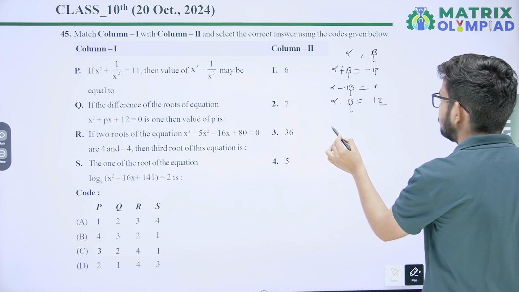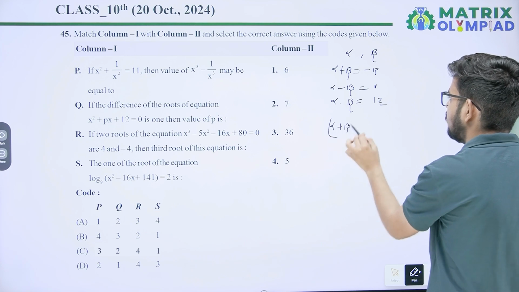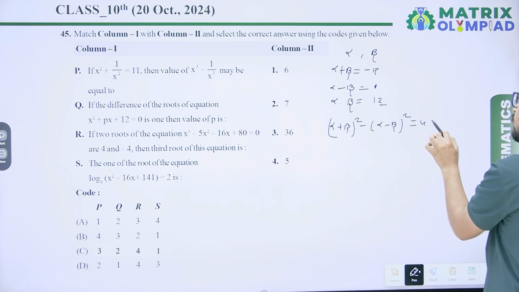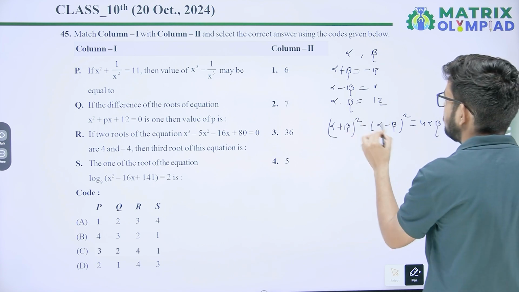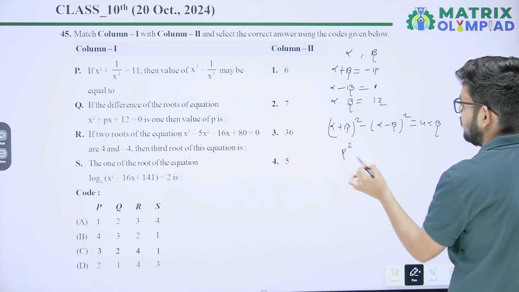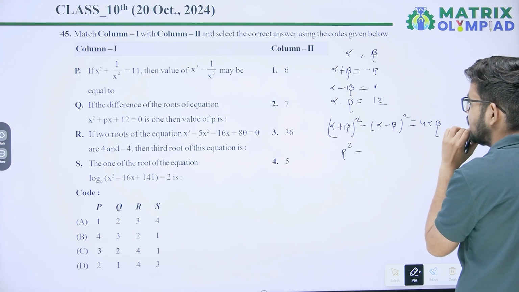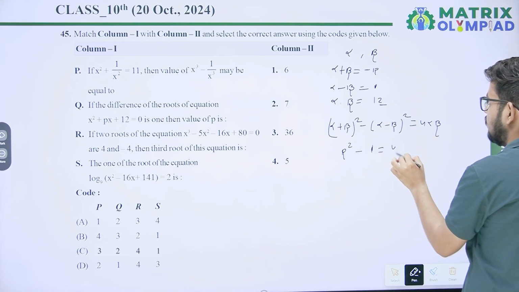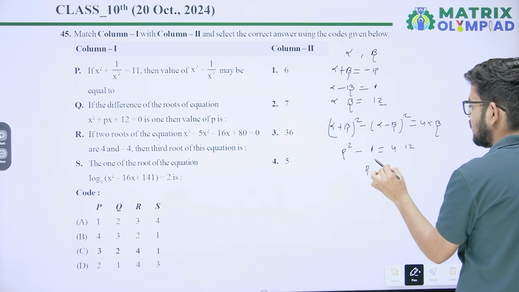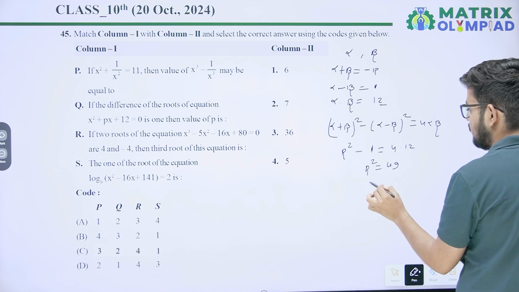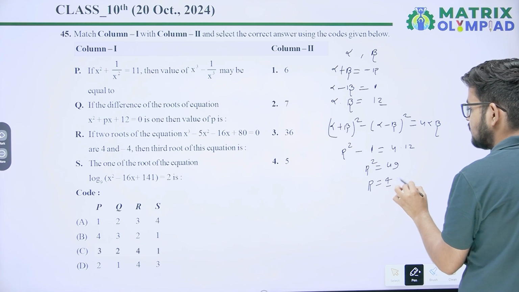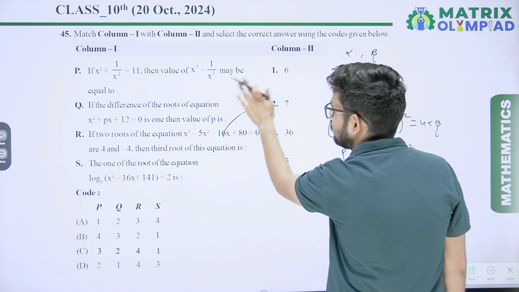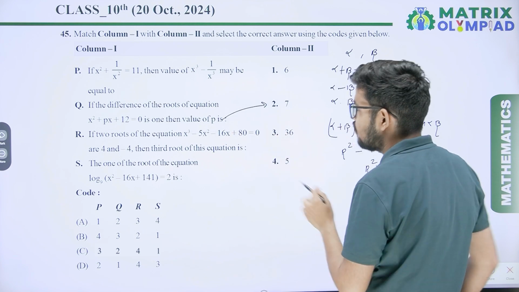So we know that (alpha plus beta) whole square minus (alpha minus beta) whole square equal to 4 alpha beta. So (alpha plus beta) whole square, that is p square, minus (alpha minus beta) whole square, that is 1, equal to 4 alpha beta, 4 into alpha beta, that is 12. So p square equal to 49. So value of p equal to plus minus 7. So value of p equal to 7. So Q's correct answer is option 2, 7.